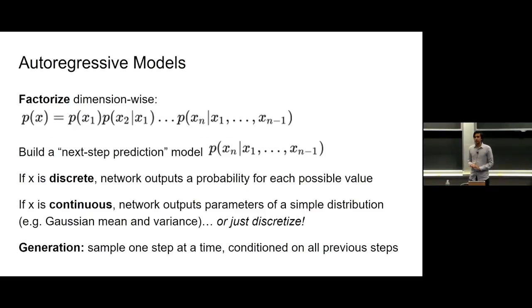One solution that people have come up with are a class of models called autoregressive models. Autoregressive models tackle this problem of the normalizing constant in your probability distribution being intractable by factorizing your distribution. So you take a complicated distribution over a large space, P of x, and you factorize it dimension-wise into first a distribution just over the first dimension, and then a distribution over the second dimension conditional on the first, and then the third conditional on the first two, and so on for all of the dimensions in your data set.